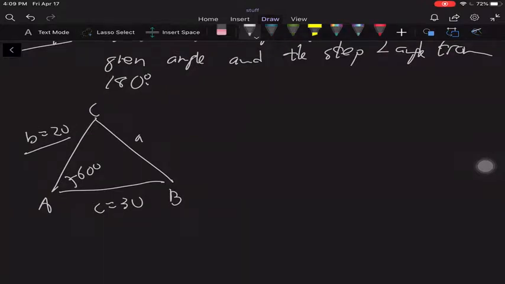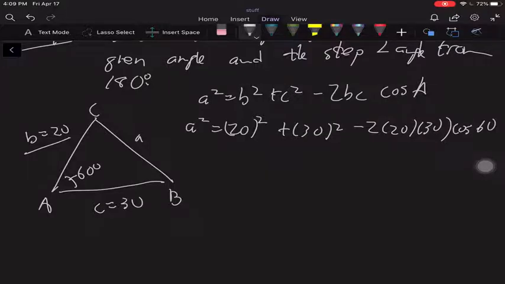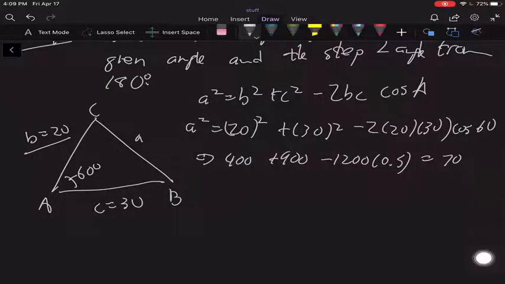So we have side b, we have side c, we have angle A, so we can use a squared is equal to b squared plus c squared minus 2bc cosine of A. So now we're just going to plug in numbers. We have a squared is equal to 20 squared plus 30 squared minus 2 times 20 times 30 times cosine of 60. And this gives us 400 plus 900 minus 1200 times 0.5, and that's going to be equal to 700. So side a is going to be the square root of 700, which is approximately 26.5.